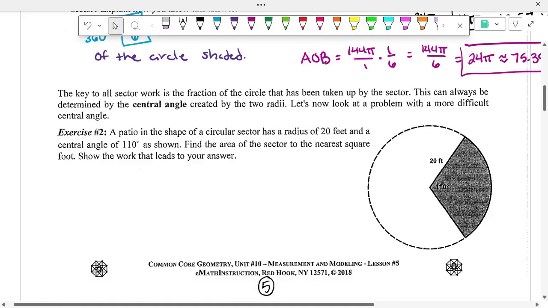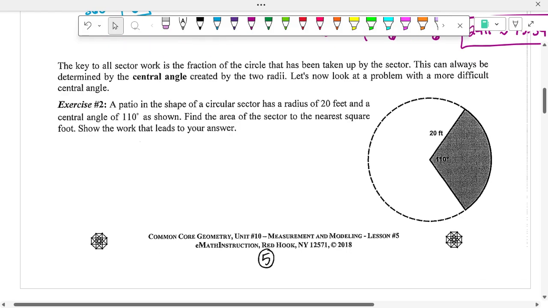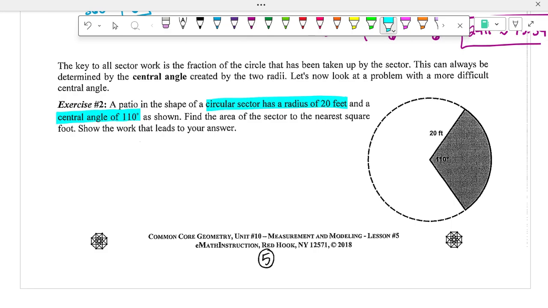All right, so let's take what we just did and see if we can try another one. A patio is shaped like a circular sector with a radius of 20 feet and the central angle is 110 degrees. They want to know the area of the sector to the nearest square foot. First off, we're finding sector area.